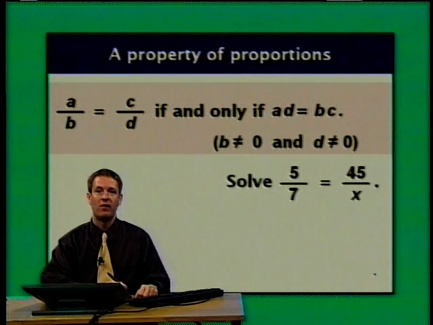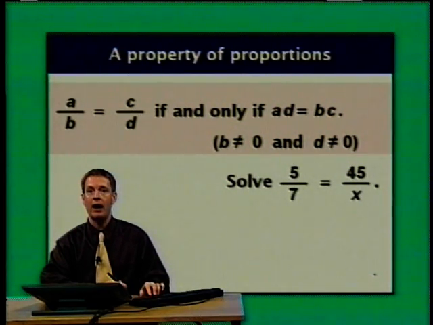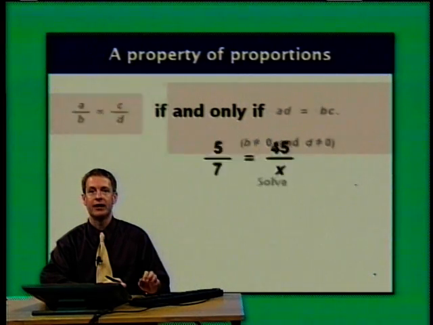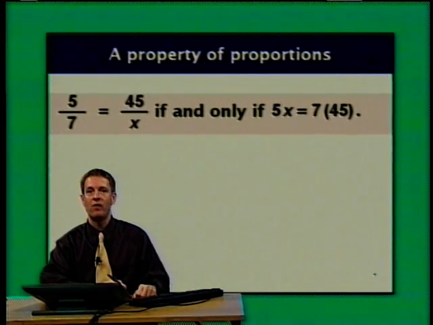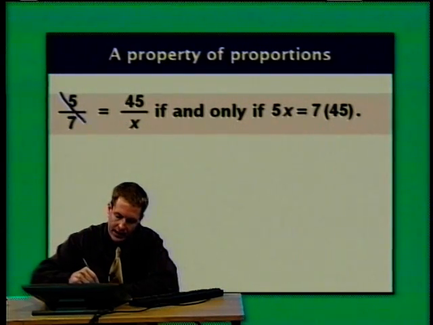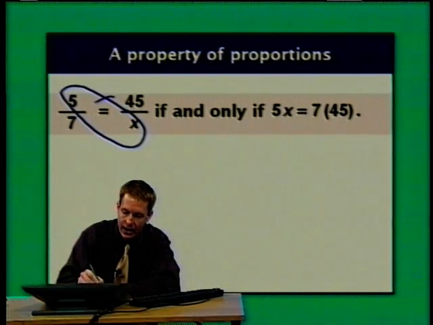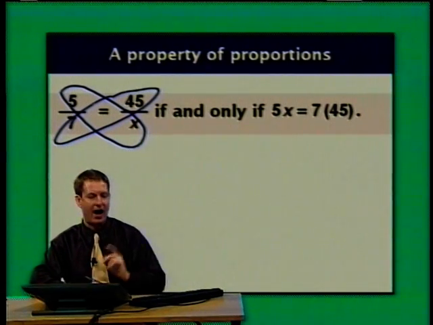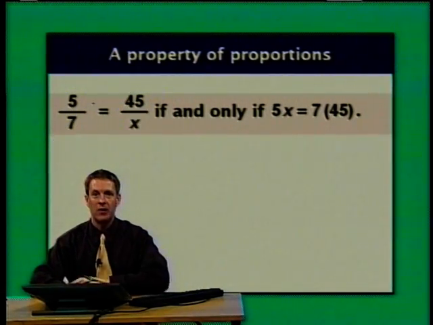Let's solve 5 over 7 equals 45 over x. If we apply our principle of cross multiplication, we can say that 5 over 7 equals 45 over x if and only if 5 times x equals 7 times 45. Notice that we have indeed multiplied the 5 and the x and the 7 and the 45, but we did it in our heads. Let's go ahead and solve this.